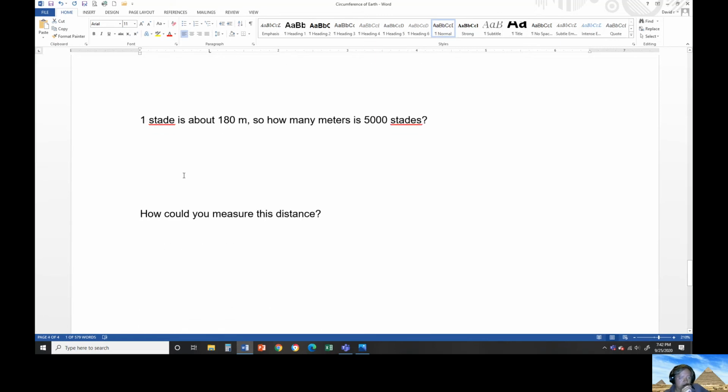So I want you to figure out some of the rest of these. If I know that one stade is 180 meters, how many meters is 5,000 stades? And I'm going to give you a hint. It's like saying that one TV costs $180. If I want to buy 5,000 TVs, how do you come up with the value? Same thing. One stade is 180 meters. How many meters is 5,000 stades?